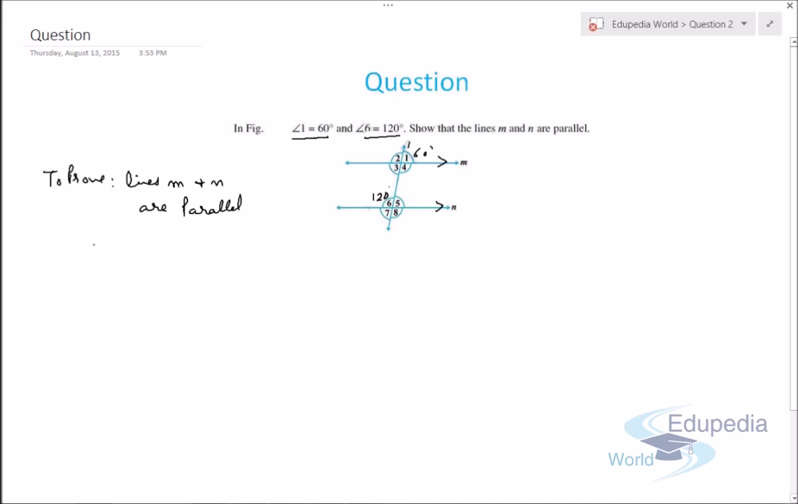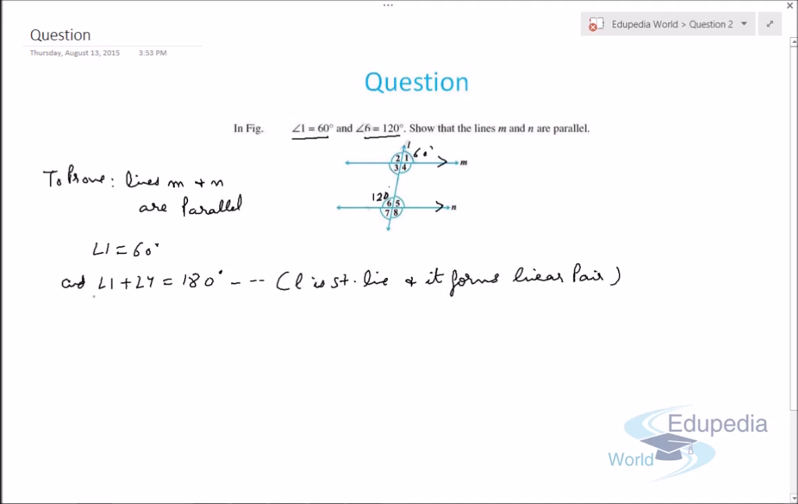We know that it's given that angle 1 is 60 degrees, and angle 1 plus angle 4 is 180 degrees. Why? Because l is a straight line and it forms a linear pair. So this means 60 plus angle 4 equals 180. So angle 4 is 180 minus 60, which is 120. So angle 4 is 120, which means this angle is 120.